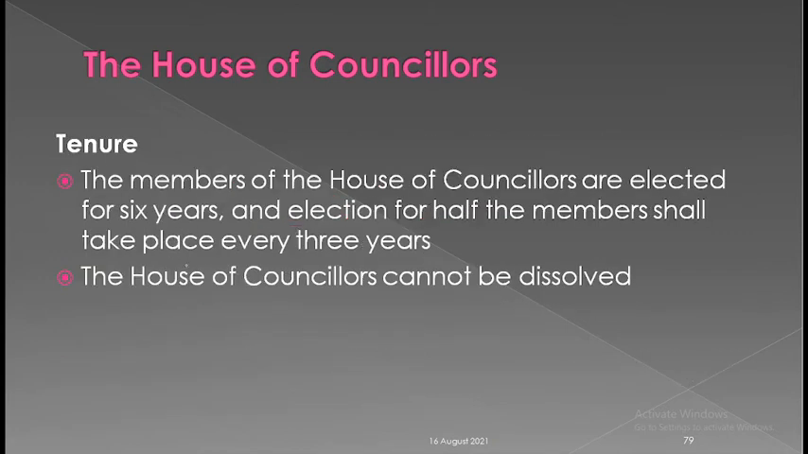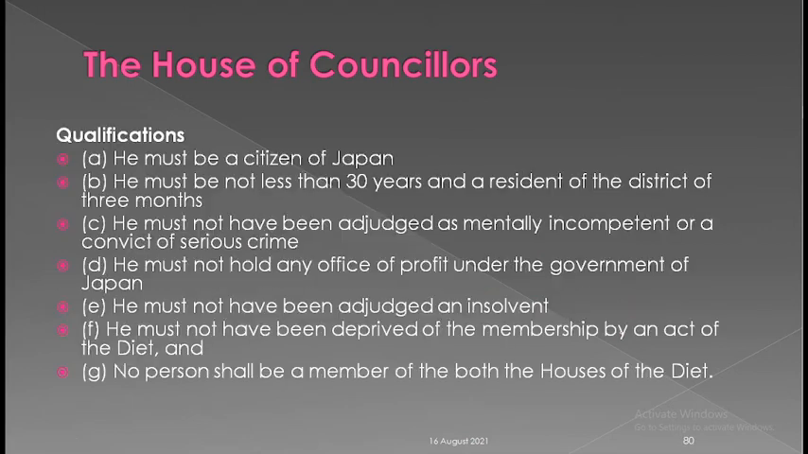Tenure of the House of Councillors. The members of the House of Councillors are elected for 6 years. Under the Meiji Constitution, the House of Peers members were appointed for 7 years, but here it is 6 years. And election for half of the members shall take place every 3 years. Half of the members will be elected every 3 years. That means the house is a permanent house and it cannot be dissolved. The House of Councillors cannot be dissolved like the House of Representatives.